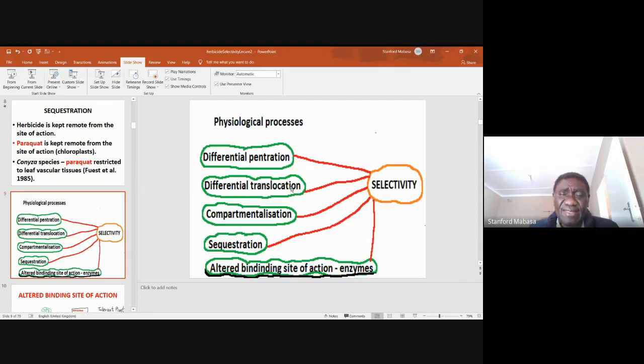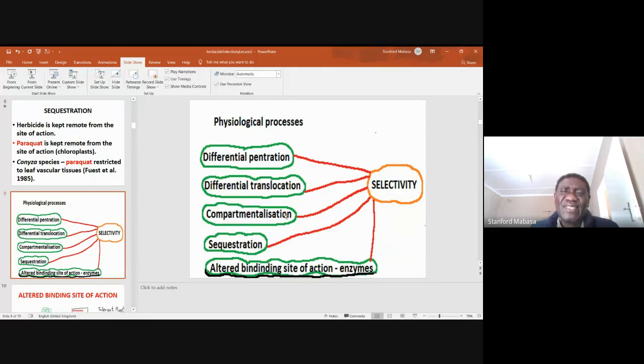Then there are restrictions. When the herbicide is within the plant, we have compartmentalization, like in carrots, where Linuron is restricted to certain parts of the roots. It's not going to enter the carrot system. So carrots may survive.